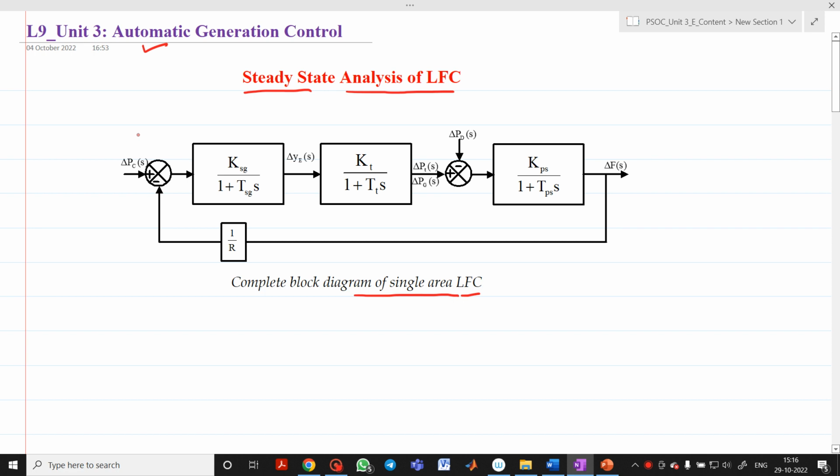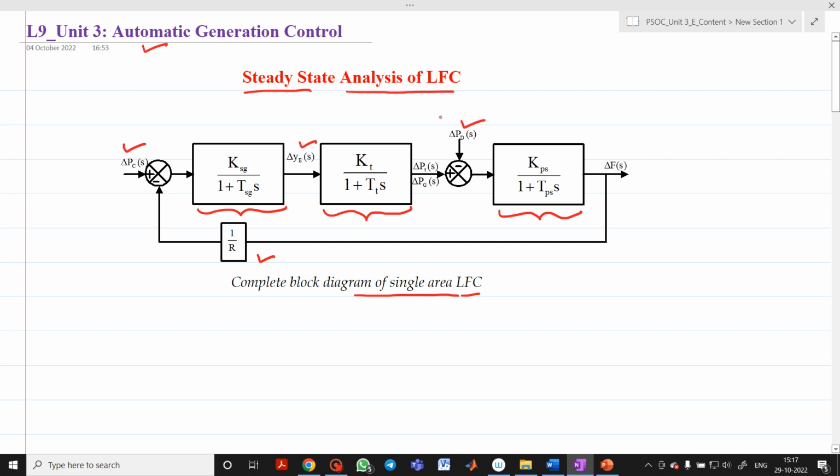We know what is delta PC. Delta PC is nothing but the change in the speed changer setting. KSG upon 1 plus S into TSG is the speed governor transfer function, or you can say the speed governor block. Then delta YE, already we have gone through why this Y is there, why this E is there; you can refer to my previous video sessions. Then this will be your turbine block diagram. Then this will be the power system or generator load model block diagram. This is your regulator. This delta PD is nothing but the change in the load demand.